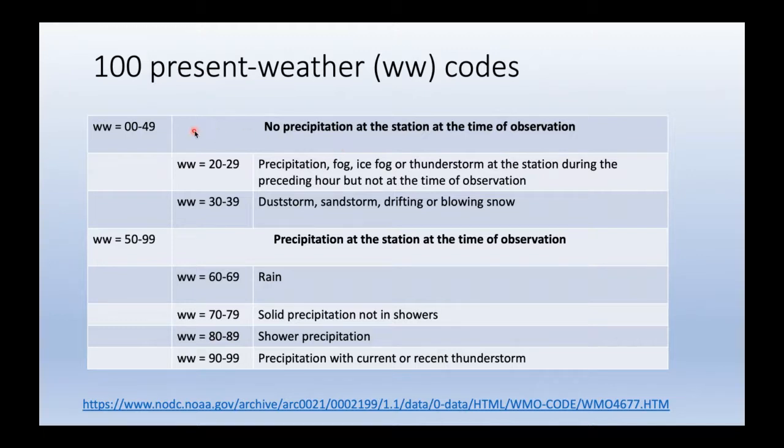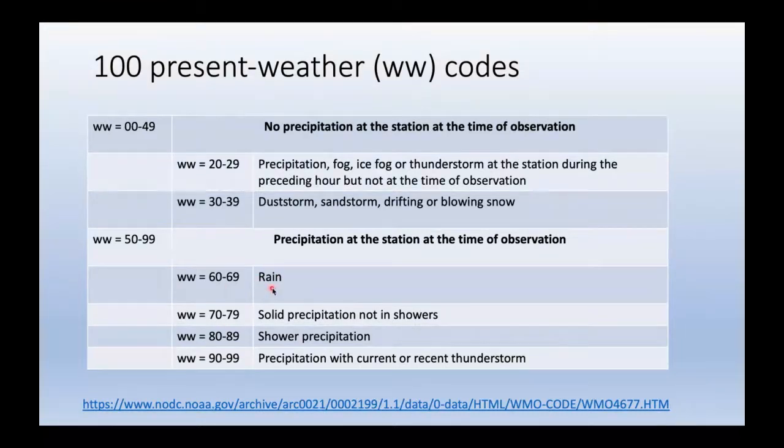Now, I didn't break it out here, but the 30s, for example, cover things like blowing spray, or if you're over land, blowing dust or blowing sand. The 40s cover various kinds of fog, but they're all non-precipitating. Starting with, I guess I do have that broken out here in these two lines right here. Sorry, that isn't there. But then starting with code 50, we're dealing exclusively with precipitation at the station at the time of observation.